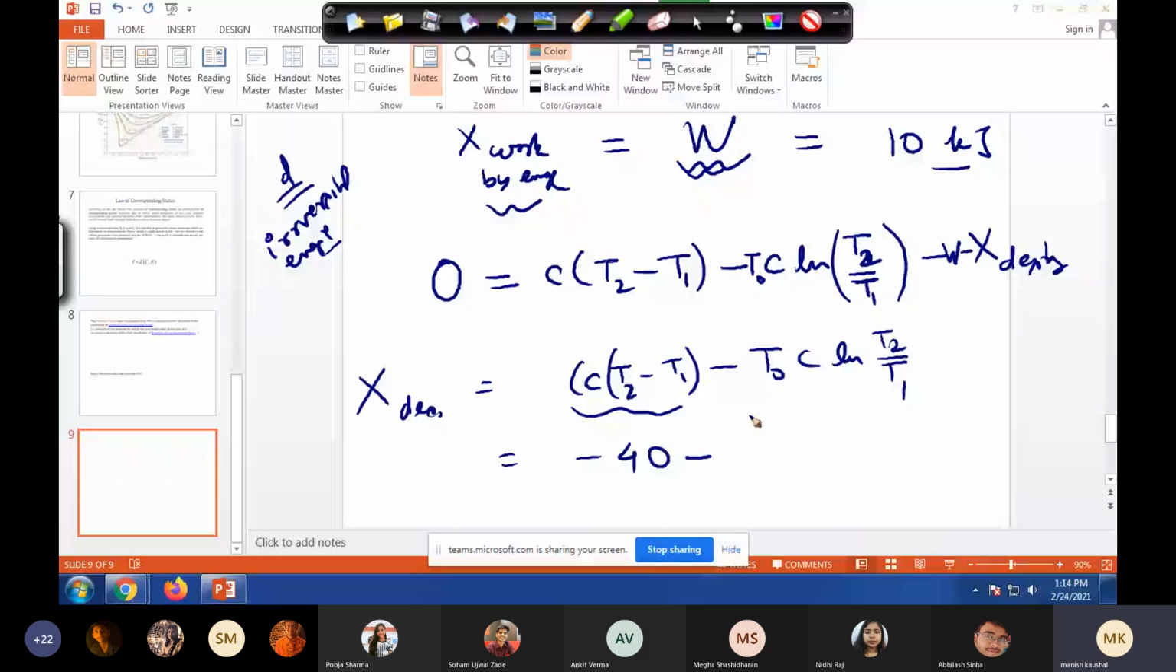Minus of like 300 into something. Let me check how much comes out to be: 28.49. So minus of 28.49. And as someone said, this W is also there if you see the balance. So minus 10, minus X destroyed. If everything is right, the answer should match. If not, then there is some problem.